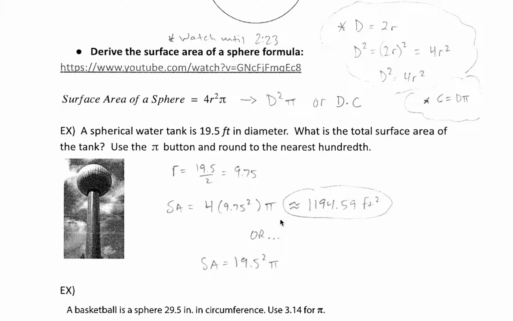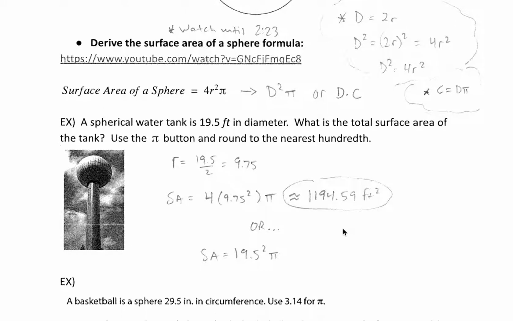1,194.59 square feet. But since we're given the diameter, wouldn't it have been easier just to use diameter squared times pi? So we would get the same exact answer if we did 19.5 squared times pi and then rounded, and we should get the exact same thing.